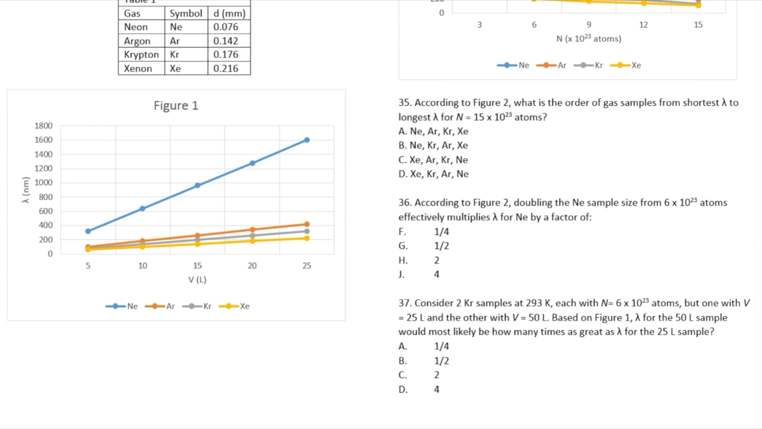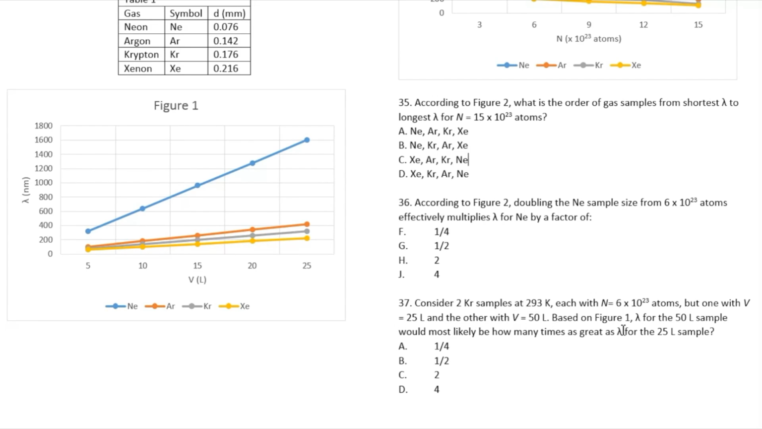Question 37 says, consider 2 krypton samples at 293 Kelvin, each with N equals 6 times 10 to the 23rd atoms, but one with V equals 25 liters and the other with V equals 50 liters. Based on figure 1, lambda for the 50 liter sample will most likely be how many times as great as lambda for the 25 liter sample. So they threw out a lot of numbers here in a few different units, but let's see what we actually need to know to answer this question.